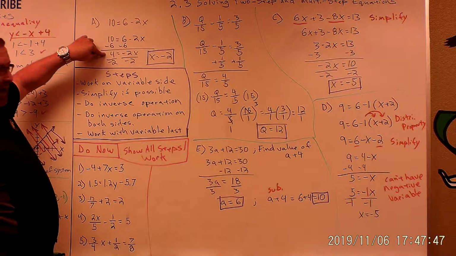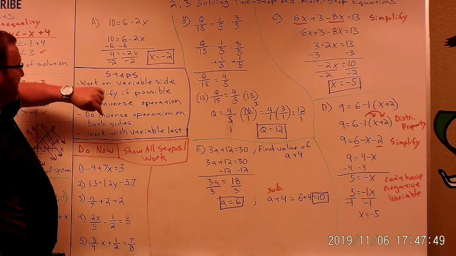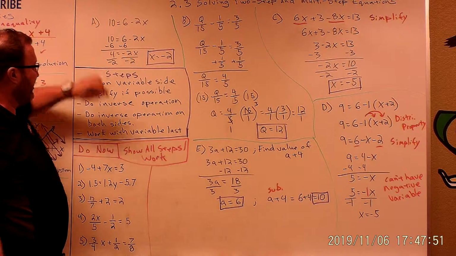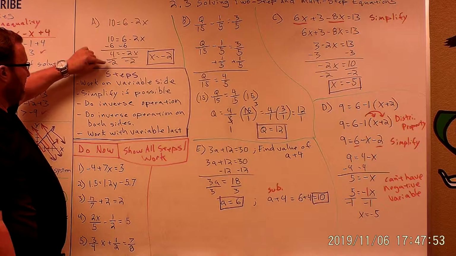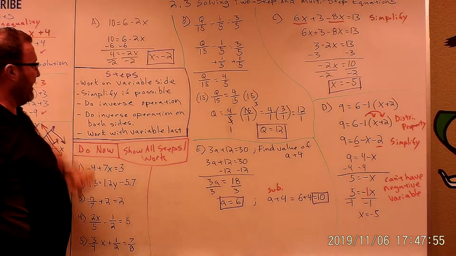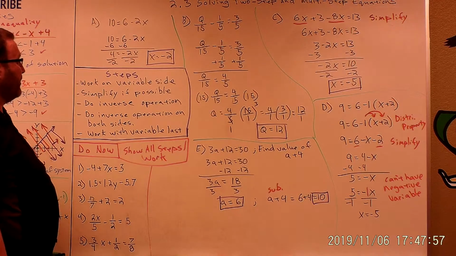Our numerator goes in the calculator first. 4 divided by negative 2 is negative 2. Positive divided by a negative is a negative. Okay, so there's our first one.